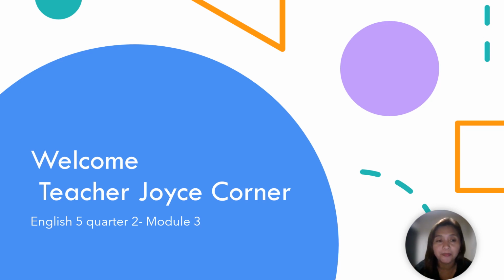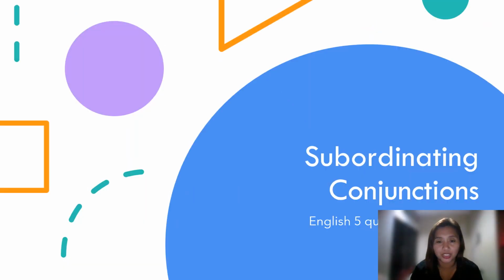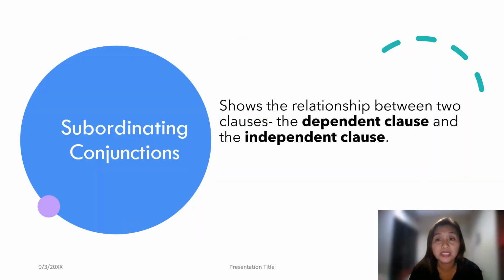Today I will be sharing with you a very important topic, which is subordinating conjunctions. This is our topic for English 5, quarter 2. Now, what is a subordinating conjunction? A subordinating conjunction shows the relationship between two clauses, the dependent clause and the independent clause.